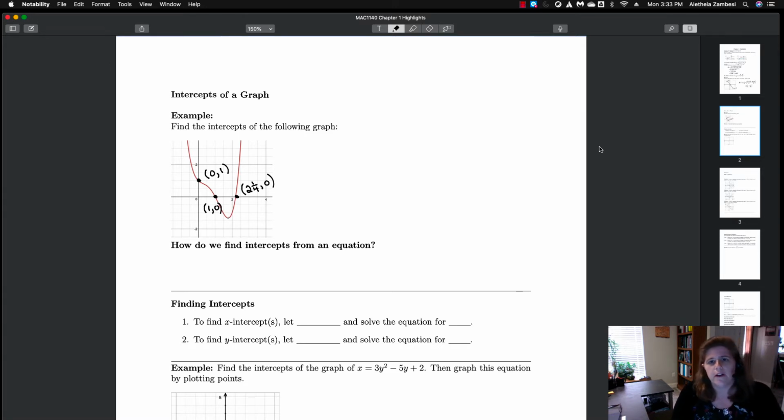So when you're looking at a graph, it's really just visual. When you're finding intercepts from an equation, what we're going to be doing is plugging in zeros for the opposite variable. So when we go to find intercepts from an equation, we plug 0 for the opposite variable.